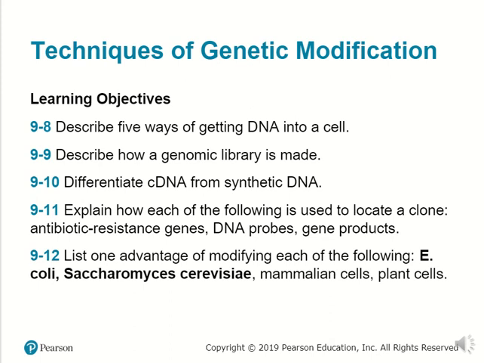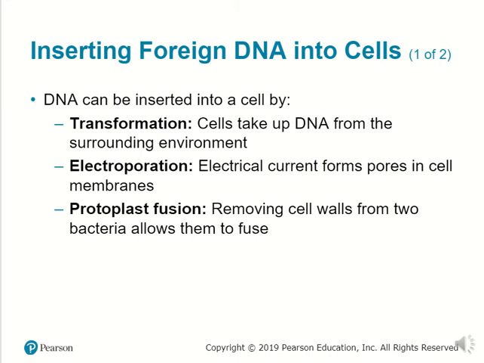Now for inserting foreign DNA into cells. DNA can be inserted into a cell by a variety of ways. One is transformation, where cells take up the DNA from the surrounding environment. Or there could be electroporation, where an electric current is used to form holes in a cell's membrane, at which point that DNA can then leak into the cell.